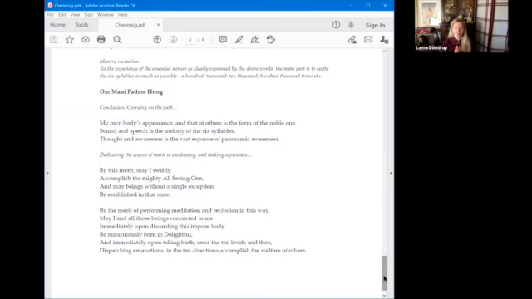By the merit of performing meditation and recitation in this way, may I and all those beings connected to me, immediately upon discarding this impure body, be miraculously born and delightful, and immediately upon taking birth cross the 10 levels, and then dispatching emanations in the 10 directions accomplish the welfare of others.